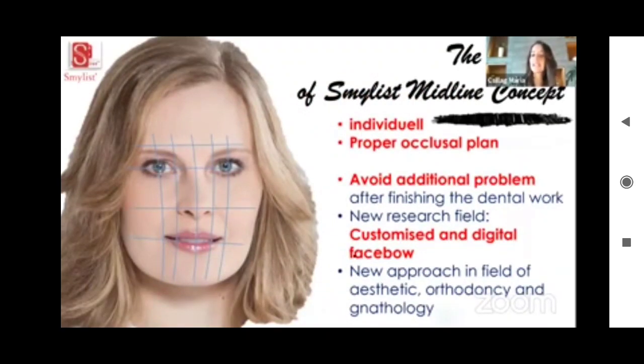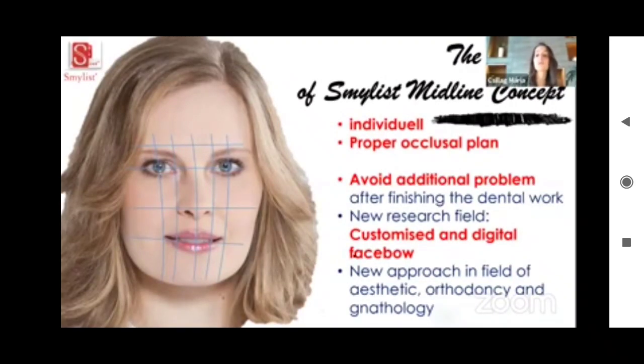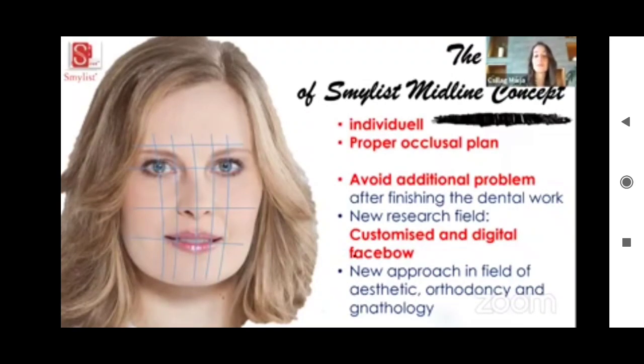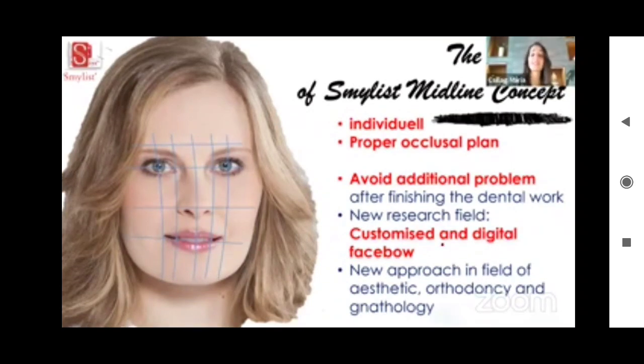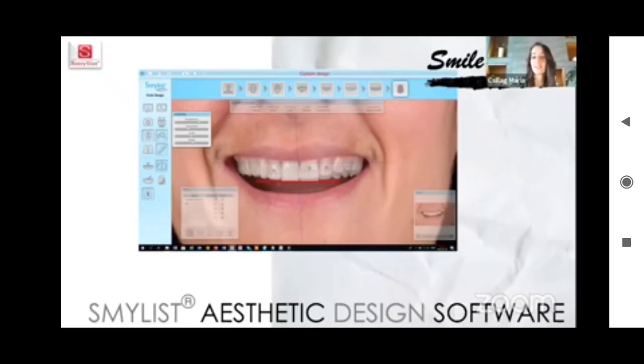So the novelty of Smiley's midline system is that it is really individual. If the patient has a slightly curved or strongly curved face, the individual occlusal plane is completely different from another patient's as well. What is really nice with the software is that you can use a customized, digital face bow system and midline system as well. So you shouldn't use a physical face bow anymore, because there is a digital one as well.